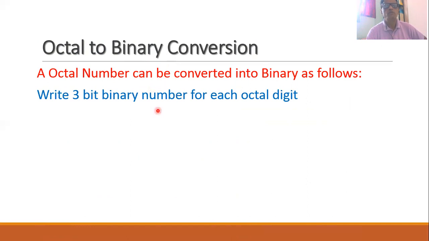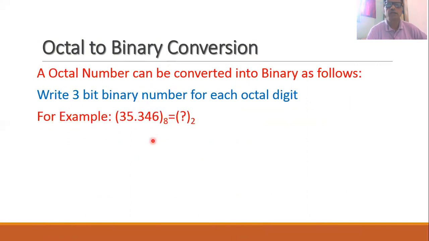That is, what you have to do is that for each octal number, you have to write down a 3-bit binary equivalent for each octal digit. And when you do so, you will get the binary equivalent. So in this process, we need not multiply anything, or divide by anything.